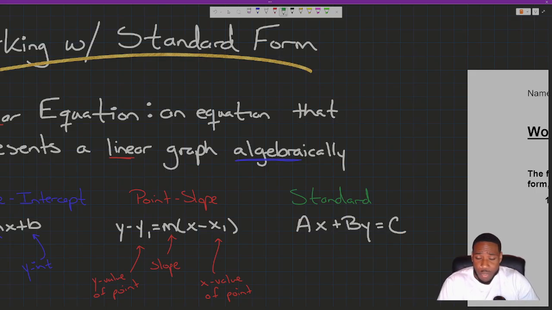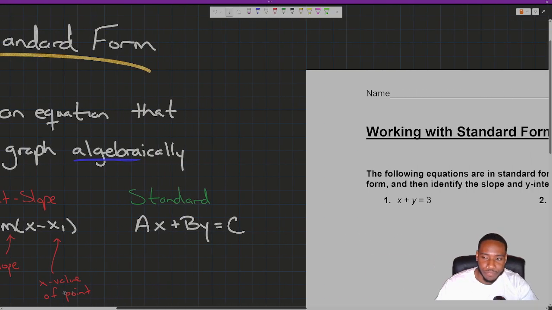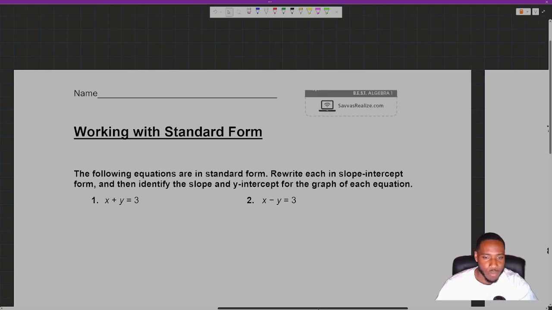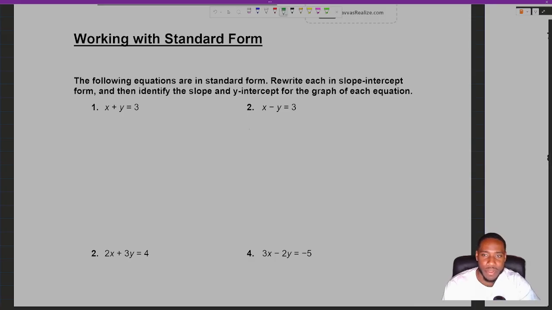All right. So the focus of today is going to be, what exactly can we do to this standard form equation? How far can we take it to really get us information about whatever graph this equation will represent? So we're going to take it to this worksheet, which you should also have in front of you for those of you following along during tutoring.